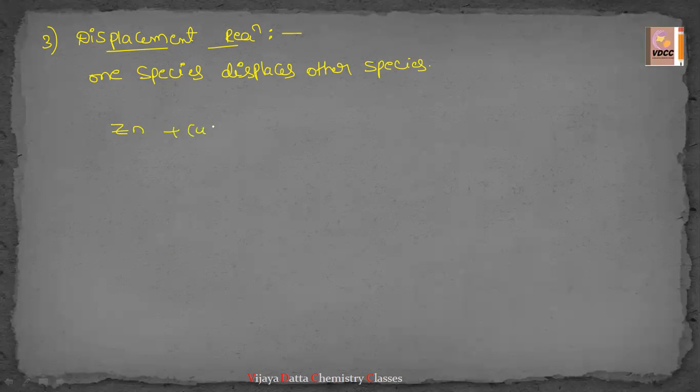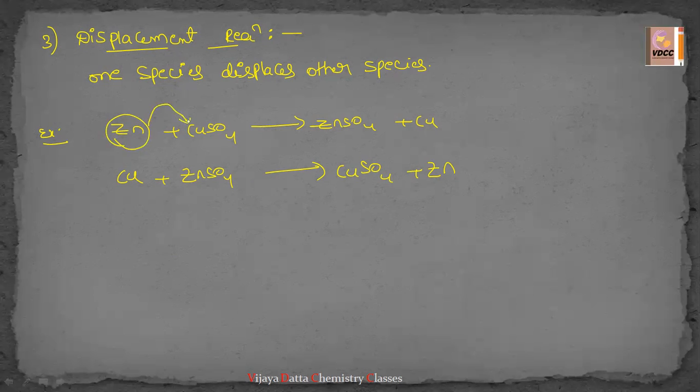Zinc plus CuSO4, copper sulfate, gives rise to ZnSO4 plus Cu. Whereas I'll write one more: Cu plus ZnSO4 gives rise to CuSO4 plus Zn. Out of these two reactions, only one is correct, the other is not possible. Why? Because in displacement reactions, one species displaces the other species. Here zinc is displacing the copper, forming zinc sulfate, and copper comes out.